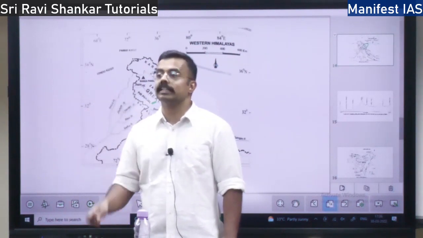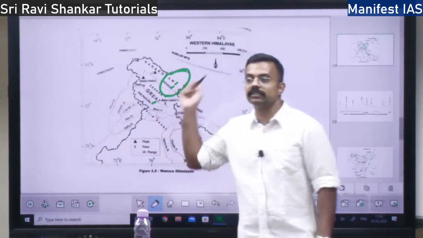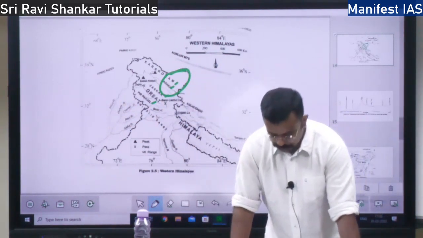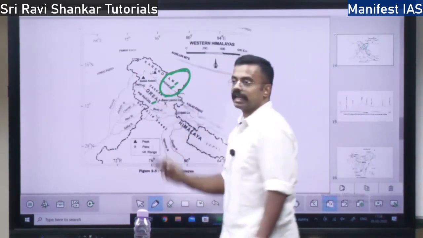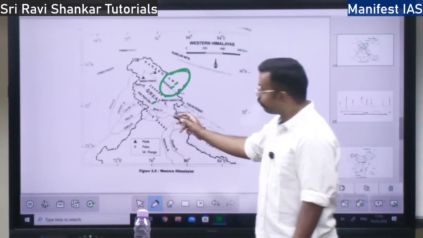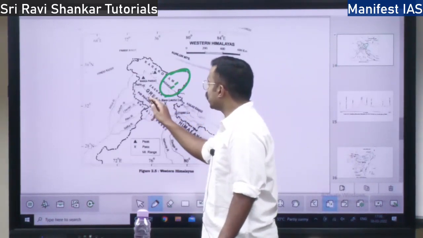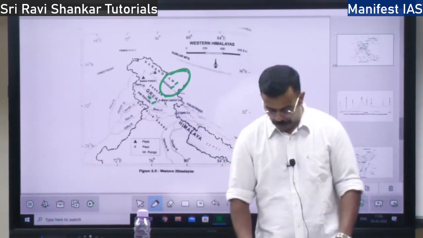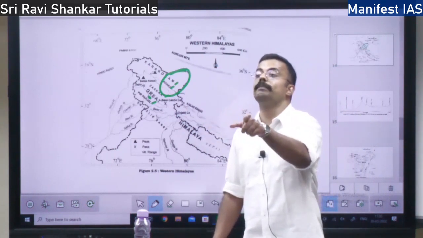So that is a cold desert region. Northeast Ladakh cold desert region is shown in the Three Idiots movie, right? Now the Kashmir Valley. See, here the Greater Himalayas is there, and here you have the Pir Panjal range. Between Pir Panjal and Greater Himalayas, you will find the Kashmir, Srinagar Valley. The Kashmir Valley is between Greater Himalayas and Pir Panjal.